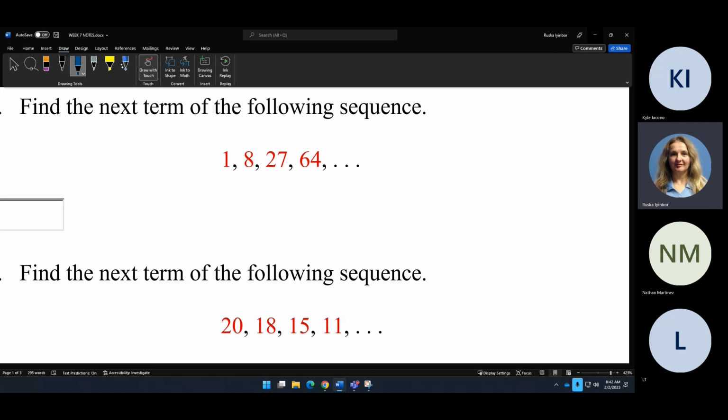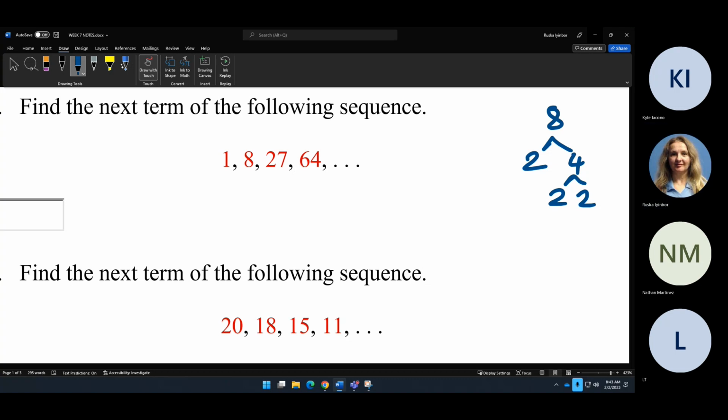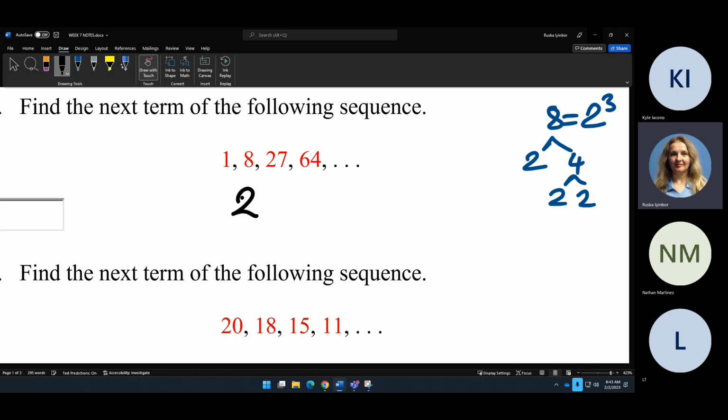Now, we're going to start, because you have 1, and 1 could be 1 squared, 1 cubed, 1 to the fourth, 1 to the fifth, it's still 1. So the first one is not going to give us any idea what's going on. We're going to start with the second number, which is 8. We're going to break it down. What is 8? 2 times 4, and then 4 is 2 times 2. So technically, how many times do you multiply 2 to get 8? It's 2 cubed. So I'm going to replace 8 with 2 cubed.